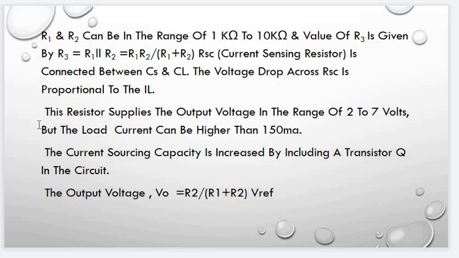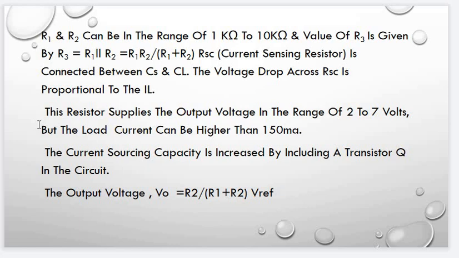Here R1 and R2 can be in the range of 1 to 10 kilo ohm and R3 is a parallel combination of R1 and R2, that is R1 R2 divided by R1 plus R2. RSC is the current sensing resistor connected between the current sense and current limit terminals. The voltage drop across the sensing resistor is proportional to the load current.